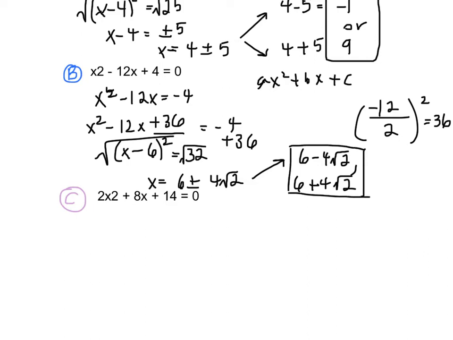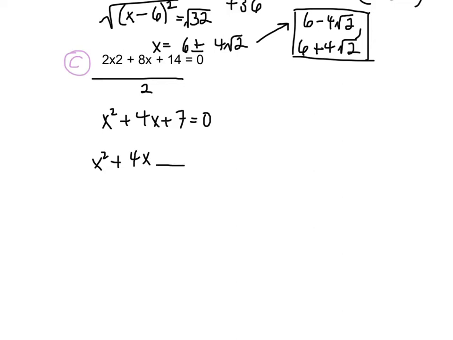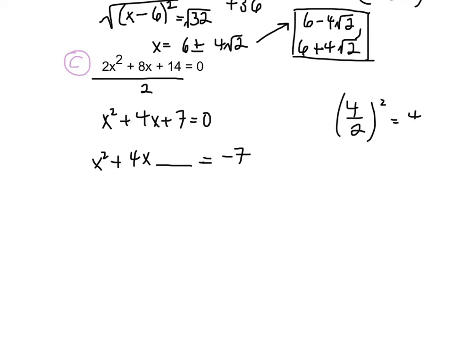Moving on to C, we have a constant in front of our quadratic equation, our quadratic function. So we have 2x squared plus 8x plus 14. And we're going to first divide everything by 2. So we have x squared plus 4x plus 7 equals 0. Then we're going to move the 7 to the other side again, leaving room here for our third value. Next, half of 4 squared, so 2 squared equals 4. We're going to add 4 to both sides.